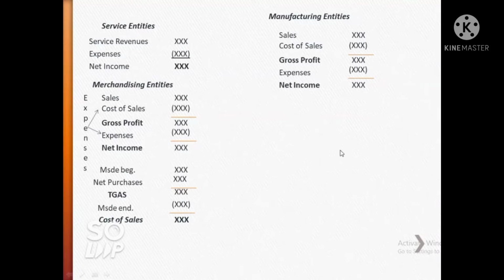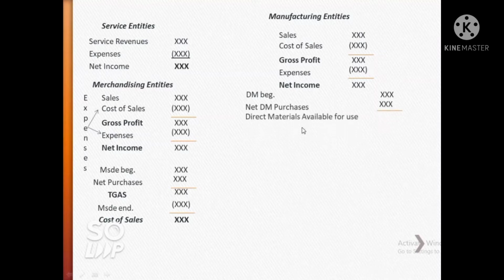If you're a manufacturing entity and you wanted to get your cost of sales, then first, you need to get the direct materials used by getting first the direct materials beginning. Those are the direct materials in the past that you have not used. And then you ask yourself, do you have recent purchases for those direct materials? Then you add that in order to get the total raw materials or direct materials available for use. The unused in the past plus the recent purchases equals the direct materials available for use.